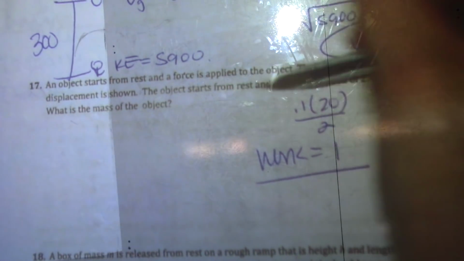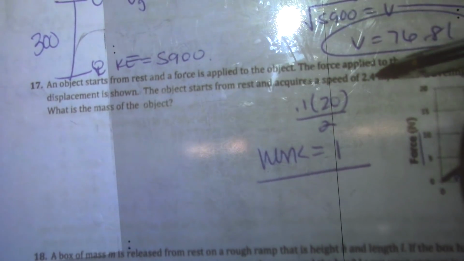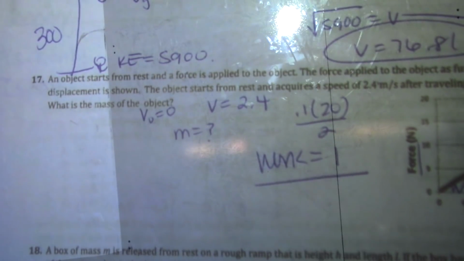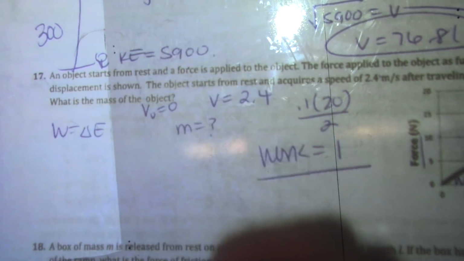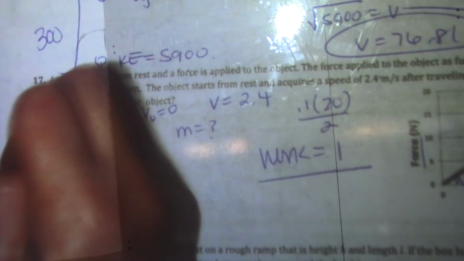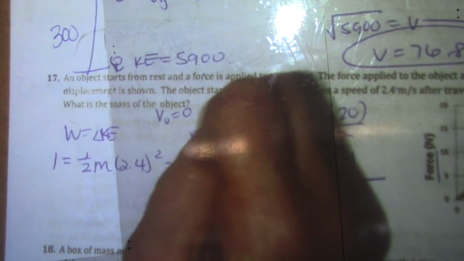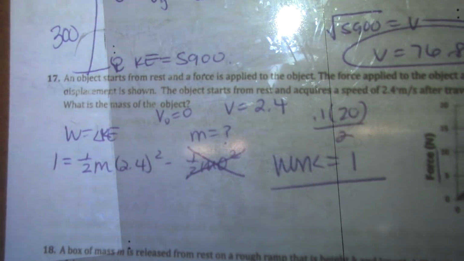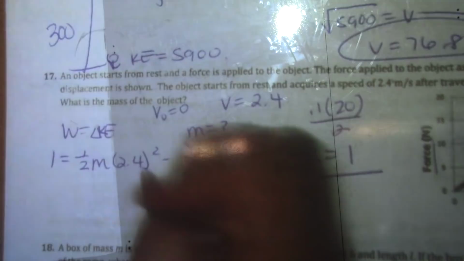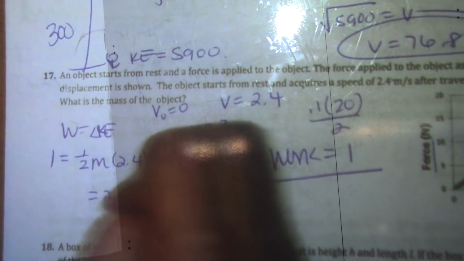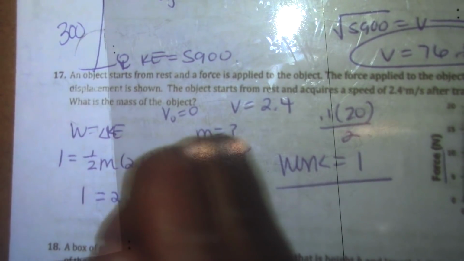Now, I need to relate it to what's been given. It says it started from rest and acquires a speed, so I know v naught is 0 and the final velocity is 2.4, and I'm looking for the mass. So when we're using that work is equal to change in energy, it's the kinetic energy that's changing. So work equals 1/2 mass times 2.4 squared minus 1/2 m times 0 squared, which goes away. And then you're just rearranging this. So this is just 2.88 m. Divide over, that gives me a mass of 0.35.